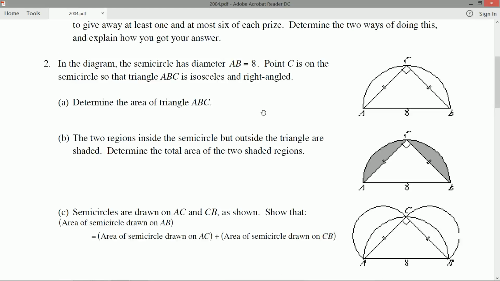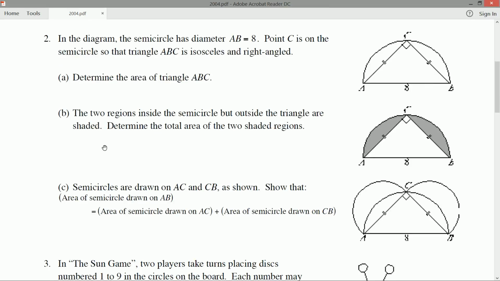Well, I think the best thing probably to do would be to figure out the legs of these triangles. Yeah, I'm going to read through the whole thing. The two regions inside the semicircle but outside the triangle are shaded. Determine the total area of the two shaded regions. I think that would bounce off nicely from part A, because we could probably work out the area of the semicircle, subtract the area of the triangle, we're all set.